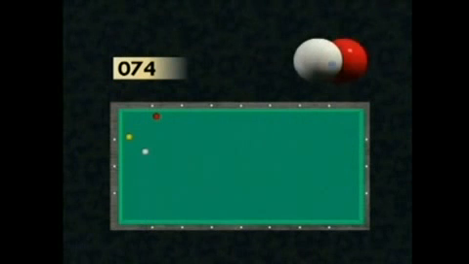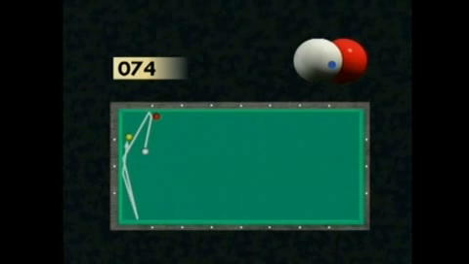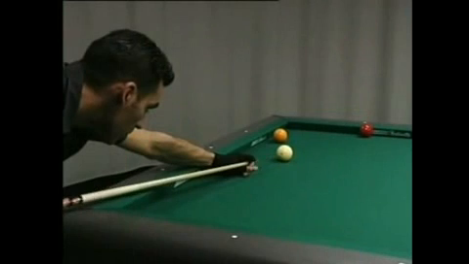This example shows that it's also possible to play a reverse shot via 4 cushions. The red ball being hit quite full, it allows the cue ball to keep enough English to execute the reverse on the short cushion.